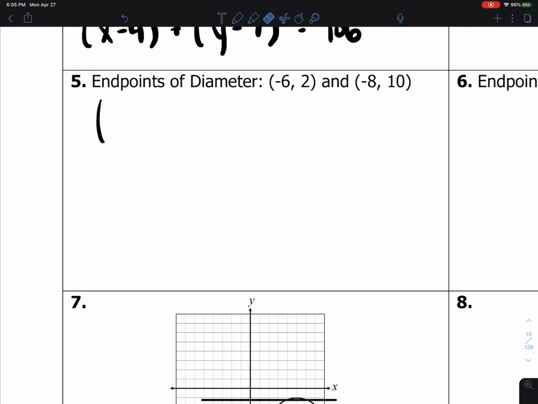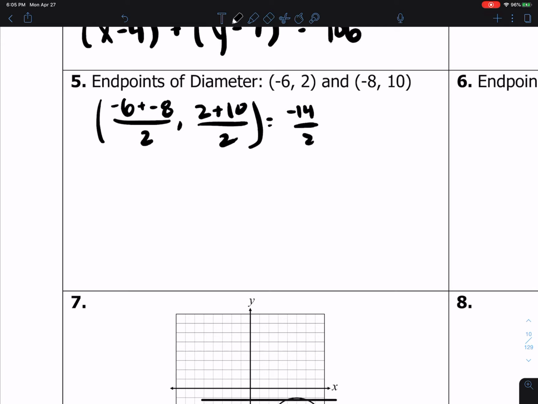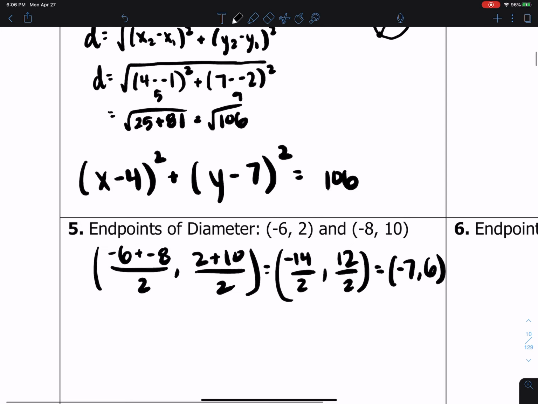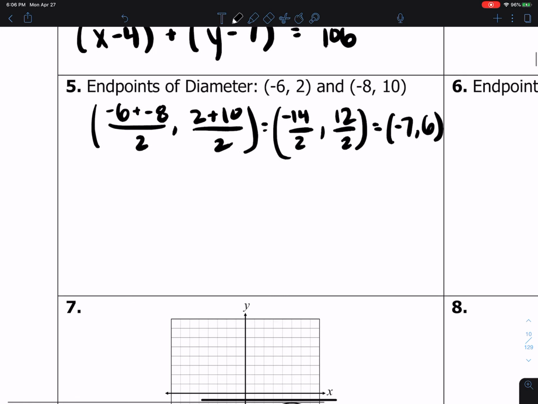So we have -6 plus -8 divided by 2, and then for the y's, we have 2 plus 10 divided by 2. So -6 plus -8 is -14. And then 2 plus 10 is 12. So that tells us that the center is at -7, 6. Now we have the center, but we need the radius. So we need to do the same thing that we did on this problem, which is to find the distance between the center and one of those points.